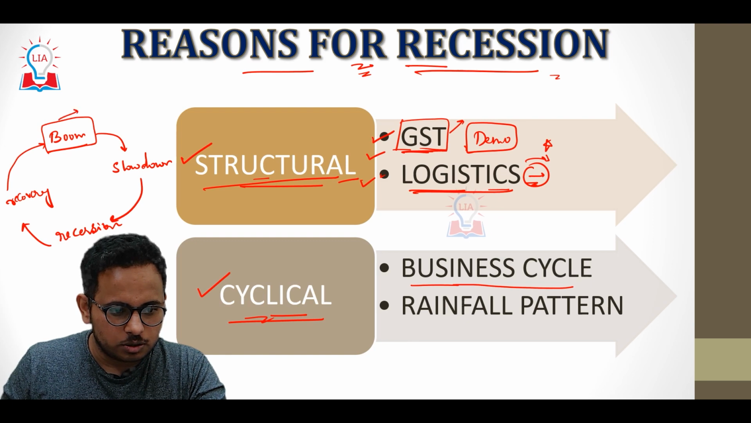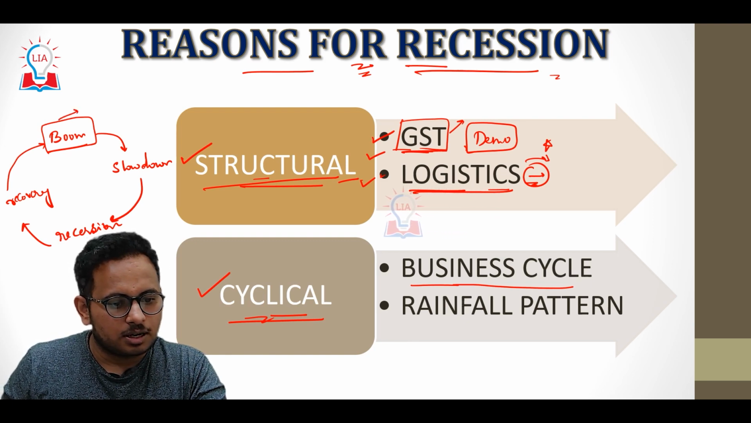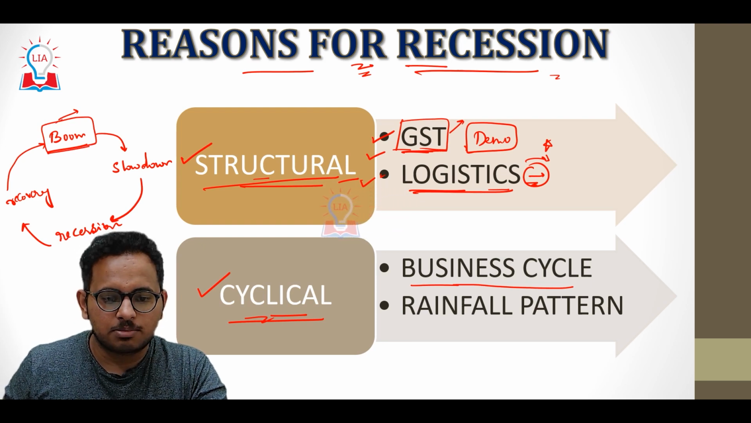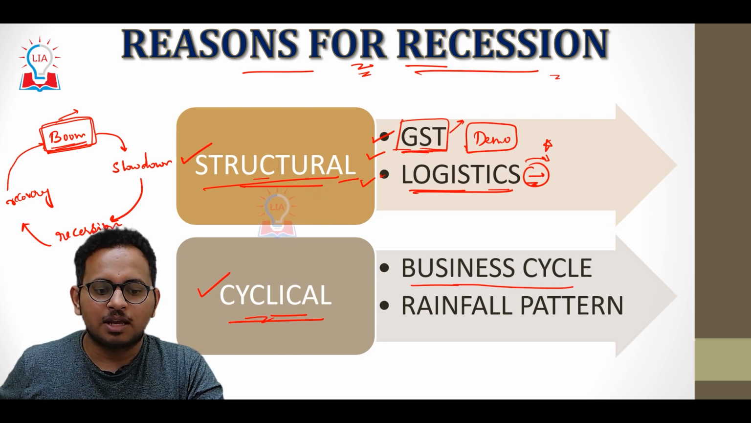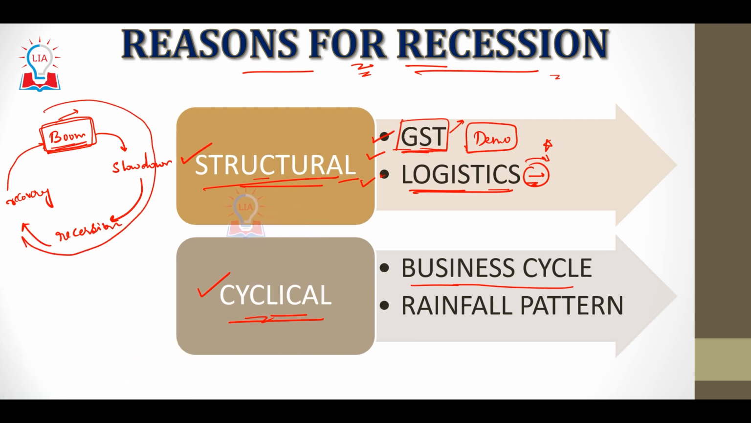Boom is when the economy is working to its fullest extent, at its highest productivity, at its highest potential. That phase is called a boom phase, and this is a business cycle. And the recession caused due to this change in the business cycle is called a cyclical recession. And the second one, we have rainfall pattern.